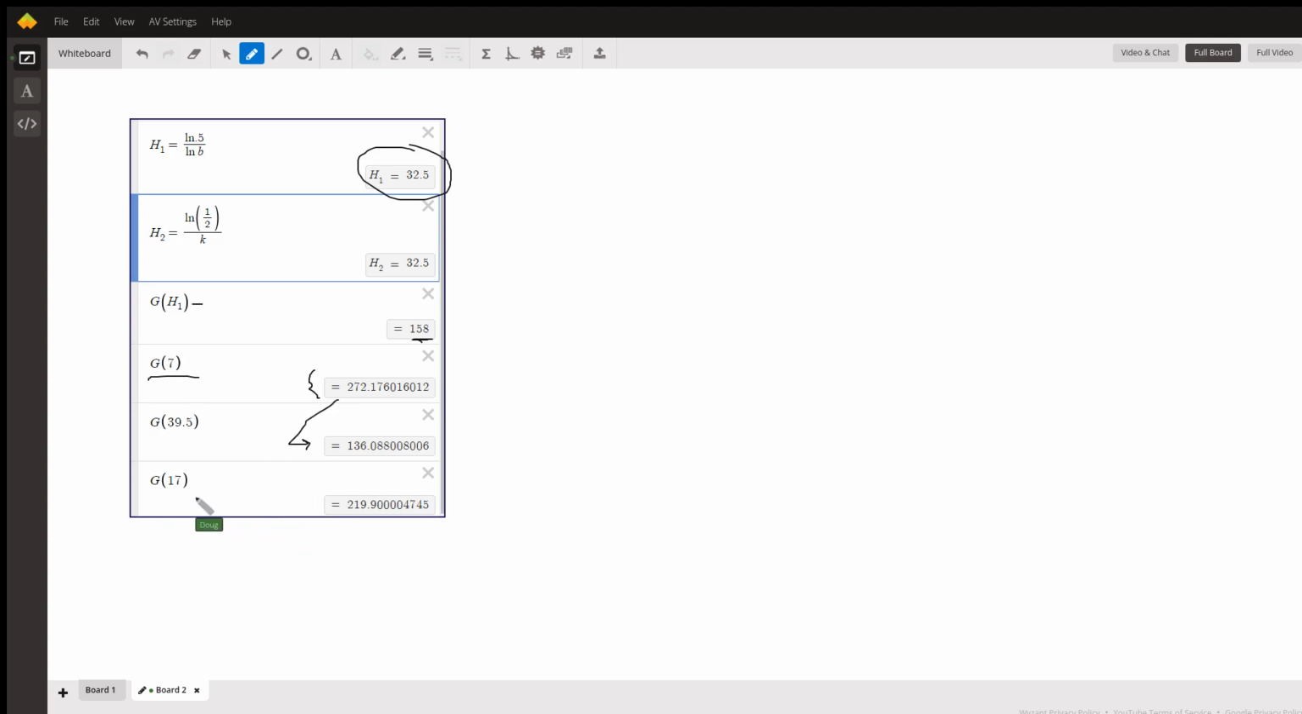And finally, here's your answer to g of 17. Just plug in 17 into the function to get the number of grams of goo remaining.